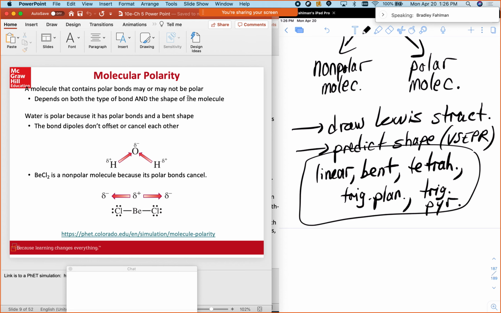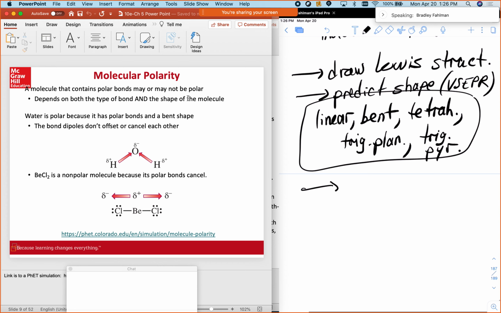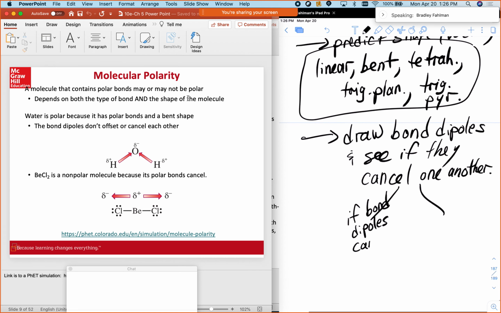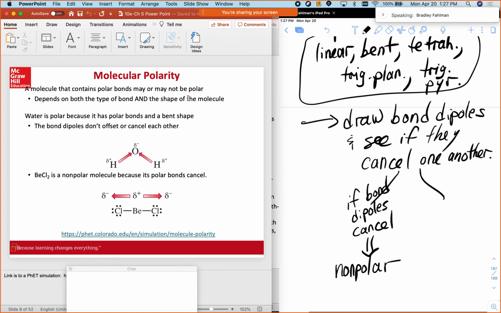So you predict its shape, and then you draw bond dipoles and see if they cancel one another. I'm going to talk about what that means in just a second. If all the bond dipoles cancel, then we have a nonpolar molecule.